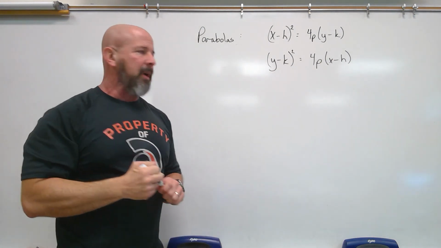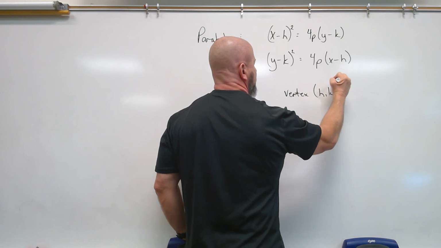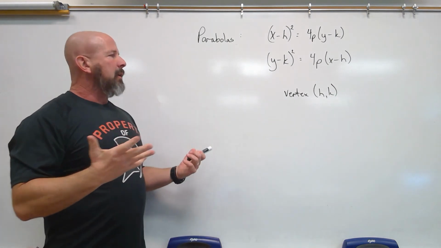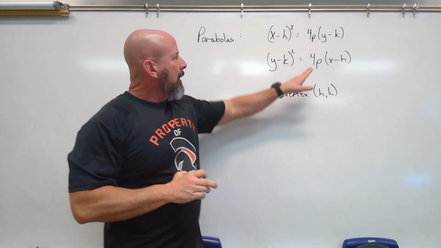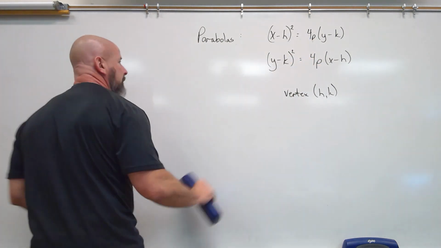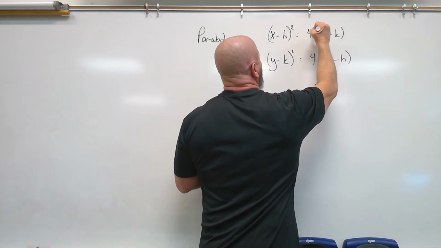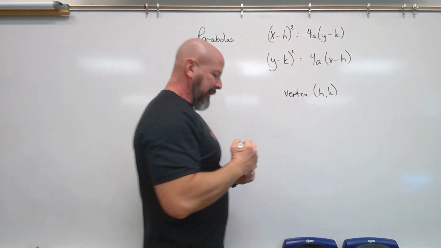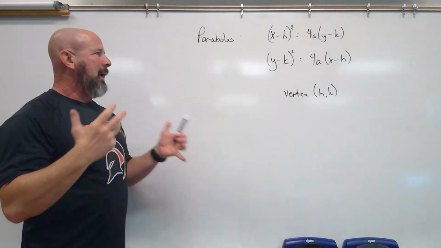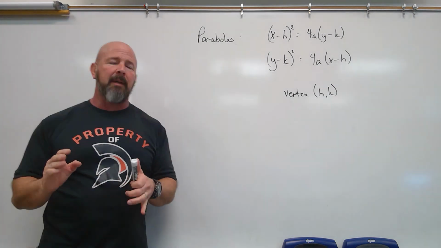My vertex of the parabola is always going to be H, K, H comma K. There's my vertex of the parabola. Now, as far as the other pieces, we'll see a variable here. Oftentimes, we'll see this variable as A. It really doesn't matter what variable's there, it's just a variable. So A would refer to the distance from vertex to focus, as well as vertex to directrix.